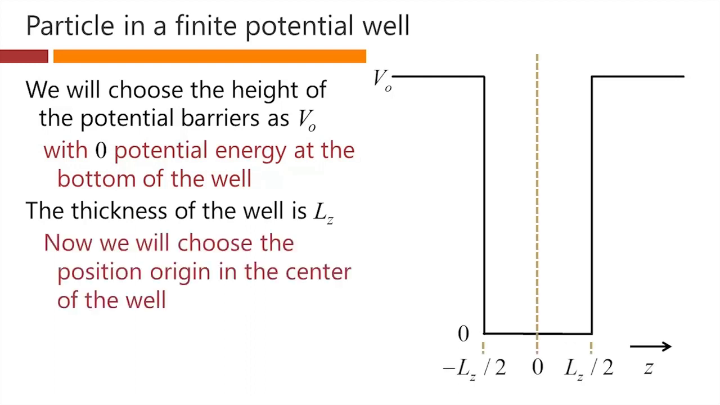But now we're going to choose the position origin in the middle of the well. This will turn out to make our algebra much more convenient to write down. So we'll be going from minus Lz over 2 on the left to plus Lz over 2 on the right. And z is moving in this direction, of course.